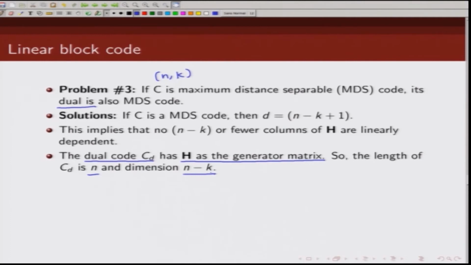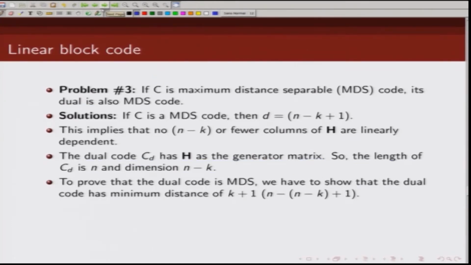Now, to prove that this dual code, which is specified by these parameters, length n and dimension n minus k, is maximum distance separable, we will have to show that its minimum distance is given by d min equal to n minus (n minus k) plus 1. So, we will have to show that the minimum distance of the dual code is k plus 1. That is what we are going to show now.